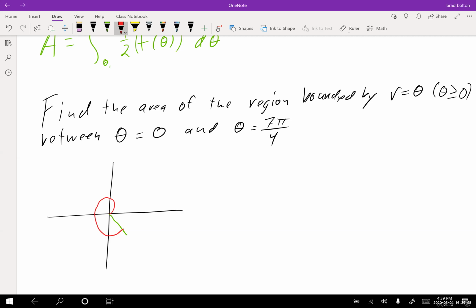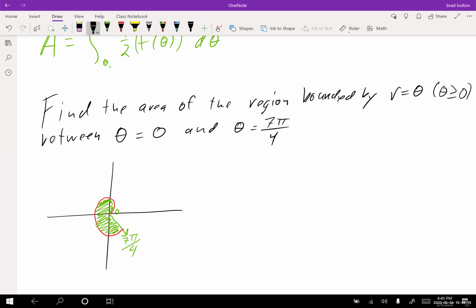Right, so it technically would be this, right? Like that snail shell that you see in all the calculus books, the nautilus shell or whatever. So we're not doing the whole thing, we're only doing this portion of it. And they want to know the area that's swept from here, from 0, all the way up to here, to 7 pi over 4, and that's 0, okay?